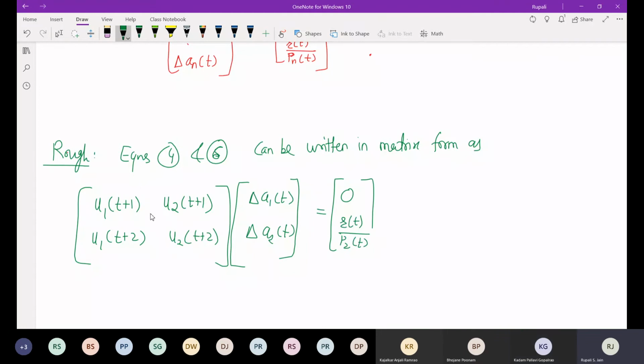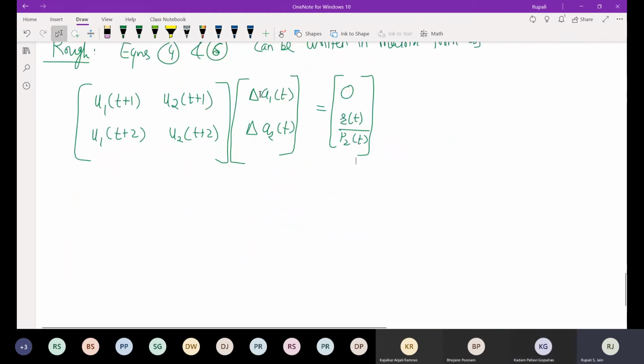Is that okay? Now you can see, u1(t+1) delta A1t plus u2(t+1) delta A2t is equal to 0. That is my equation 4. And u1(t+2) delta A1t plus u2(t+2) delta A2t is equal to R(t) upon P2(t).